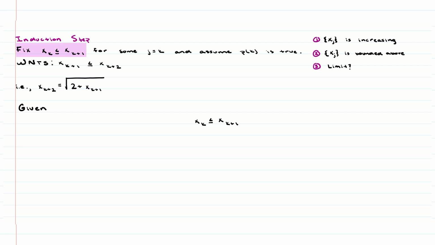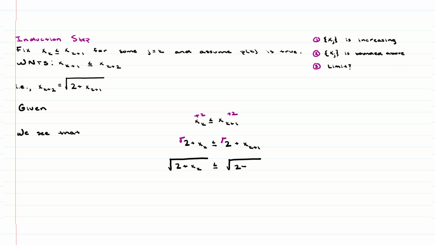Given the fact that we fixed x sub k to be less than or equal to x sub k plus 1 in our induction hypothesis, when we add 2 to both sides, we see that 2 plus x sub k is less than or equal to 2 plus x sub k plus 1. Then we can take the square root of both sides to show that the square root of 2 plus x sub k is less than or equal to the square root of 2 plus x sub k plus 1.